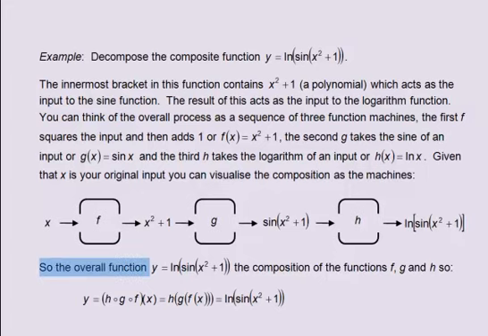So the overall function y equals the natural logarithm of the sine of x squared plus 1 is the composition of the functions f, g and h. So y equals h circle g circle f of x, which equals h of g of f of x, which equals the natural logarithm of the sine of x squared plus 1.